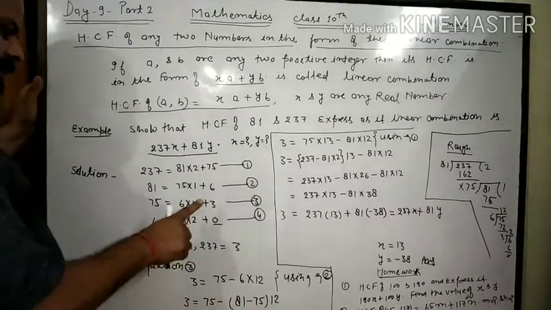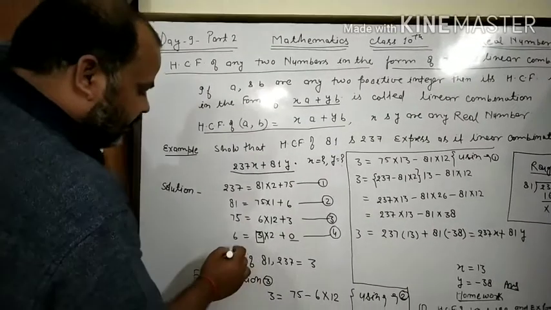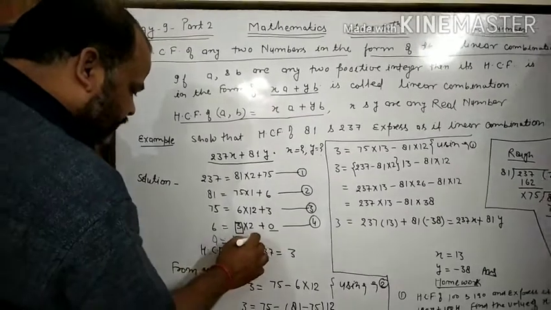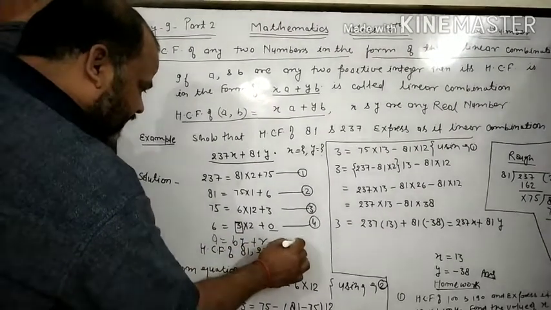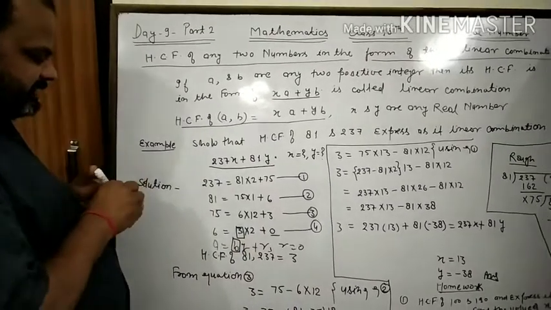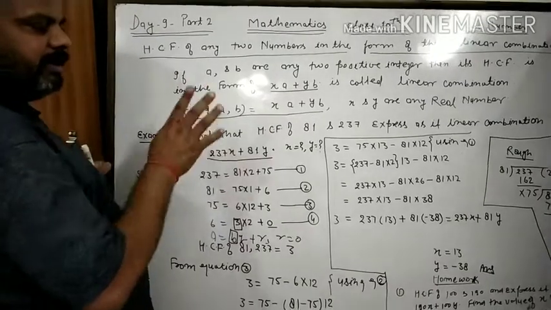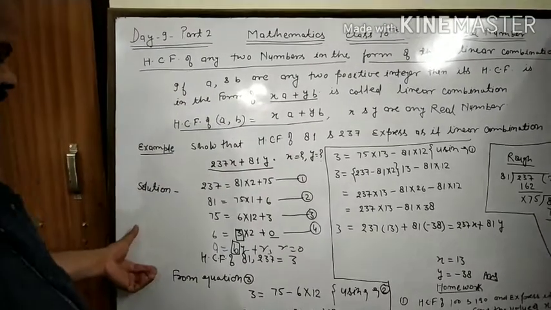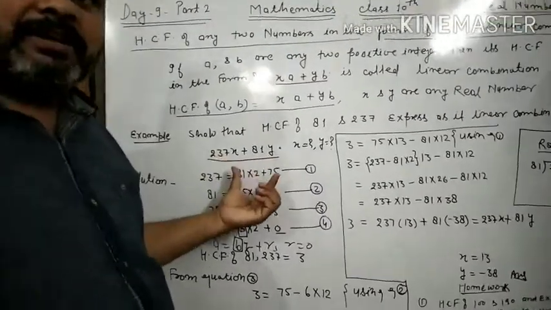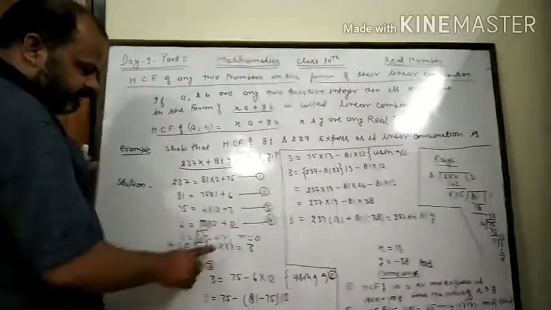When you get 0 as the remainder in the division algorithm, where A is equal to BQ plus R, if R is equal to 0, then B is the HCF. In the same way, here 3 is the HCF of 237 and 81. Now this 3 is to be expressed as a linear combination. For this we take equation 3.